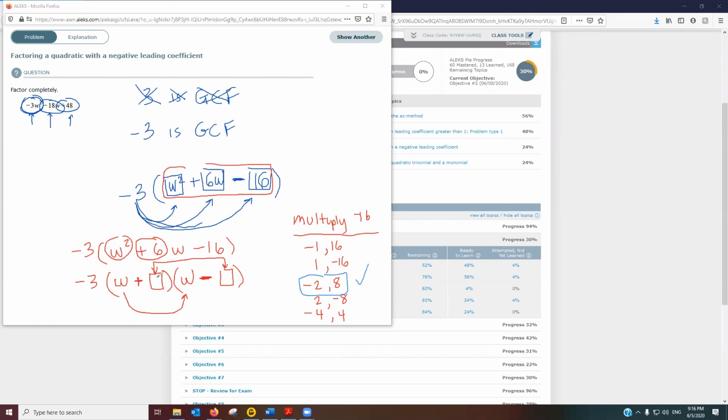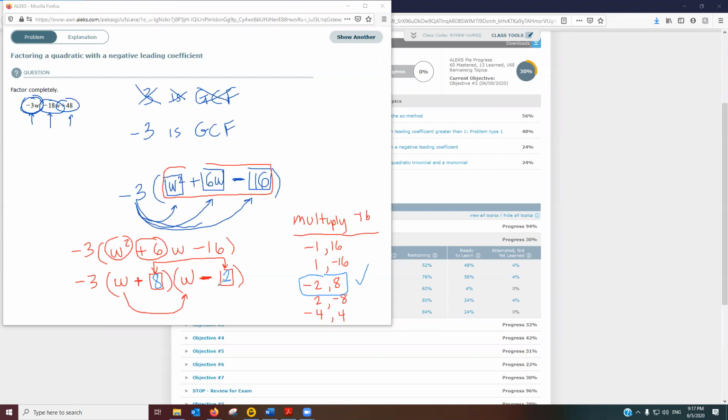So I need a w +8 and a w -2 like that. Again, if I wanted to double check my answer, I could multiply back through the parentheses and convince myself that I get back to the original expression that I started with.